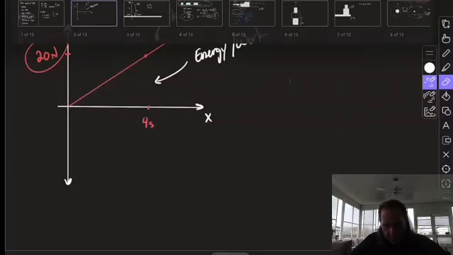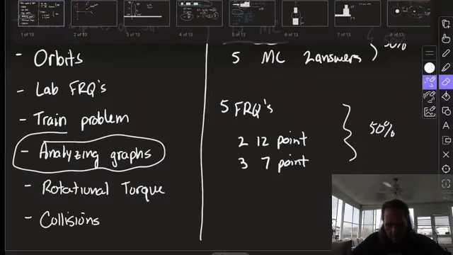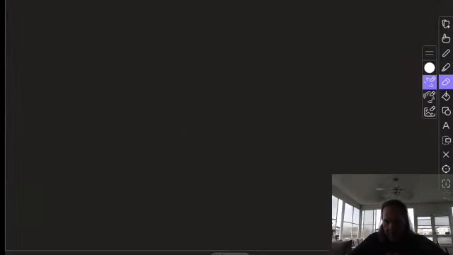Let's see, what else? We are running shorter on time. So rotational torque or collisions. Let's handle collisions real quick. All right, we can do rotational torque. We got 20 minutes, so I can do both. And I'm not sure what you mean by rotational torque. So, a lot of students had difficulty with the FRQ I gave that had the hooks in it and the weights. You guys remember that?